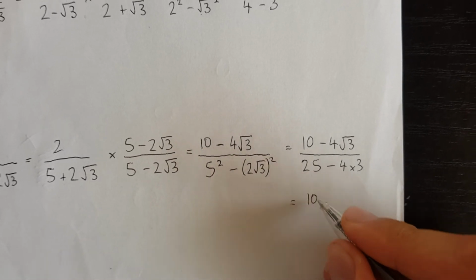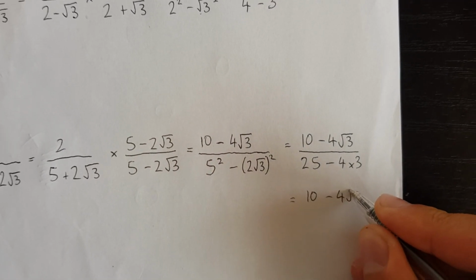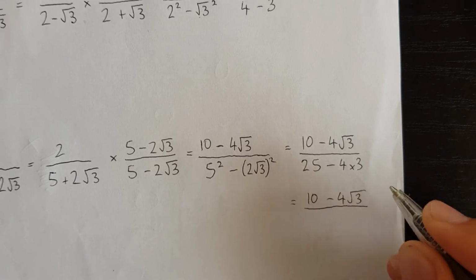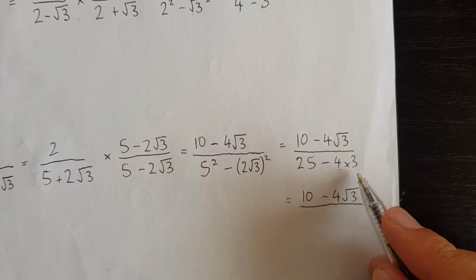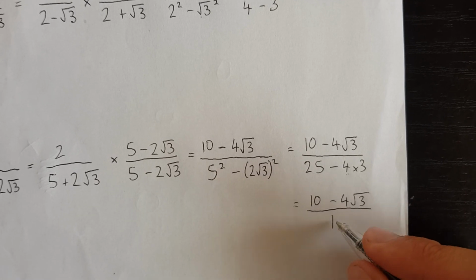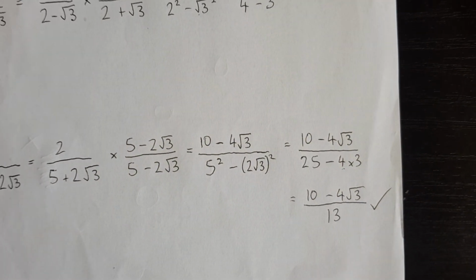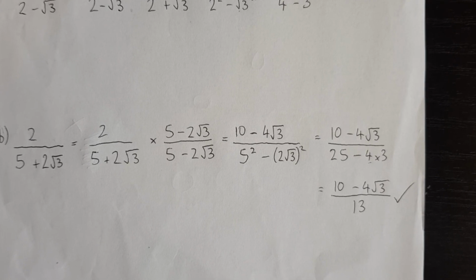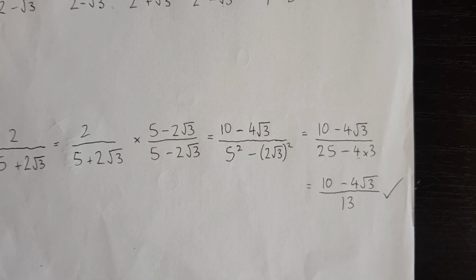Okay. So just remembering order of operations, the numerator won't change. 4 times 3 is 12. So what we've got is 25 minus 12. And 25 minus 12 is 13. There's our answer, guys. That's how you rationalize the denominator when you have two terms on the denominator.